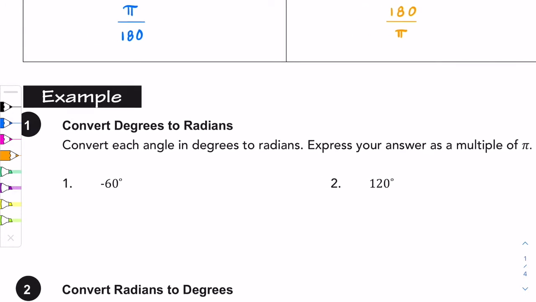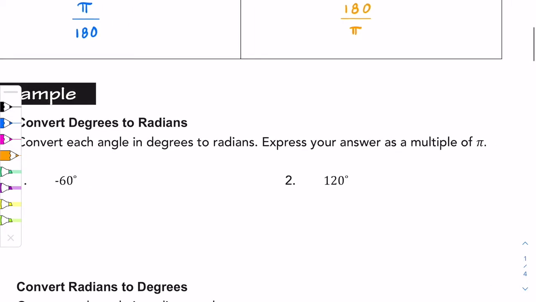For the first example set, we're converting each degree measure to radians, and we're expressing our answer in terms of pi, meaning you should not be using your calculator to write out a final answer. You should be leaving your answer as a fraction with pi. One thing that you should do is you should simplify the fraction.